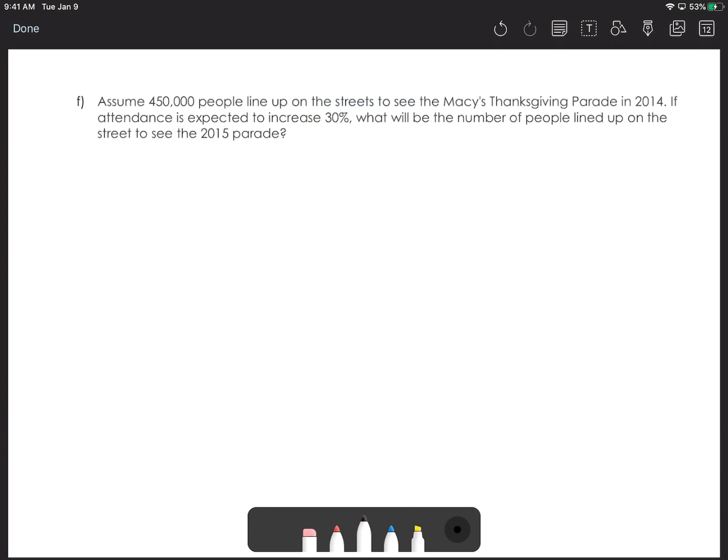Okay, last example, it says assume 450,000 people line up on the streets to see the Macy's Thanksgiving Parade in 2014. If attendance is expected to increase by 30%, what will be the number of people lined up on the street to see the 2015 parade? So here's a keyword so we know we're going to add. So I'm going to have the old value plus the change will give me the new value.